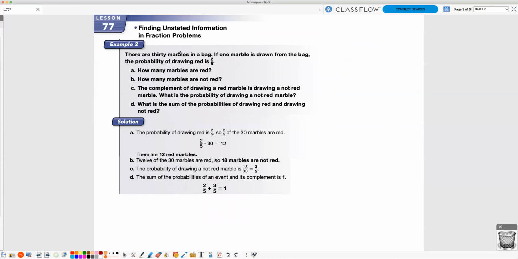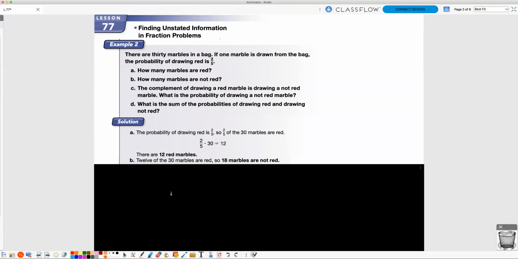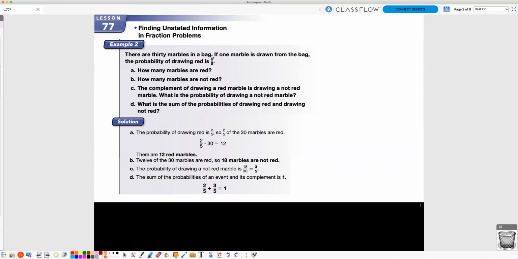All right, let's look at another example. There are 30 marbles in a bag. If one marble is drawn from the bag, the probability of drawing red is 2/5. How many marbles are red? So again, if you start with 30 marbles in the bag, you would want to split that into 5 equal parts. If one marble is drawn from the bag, the probability of drawing red is 2 out of 5.